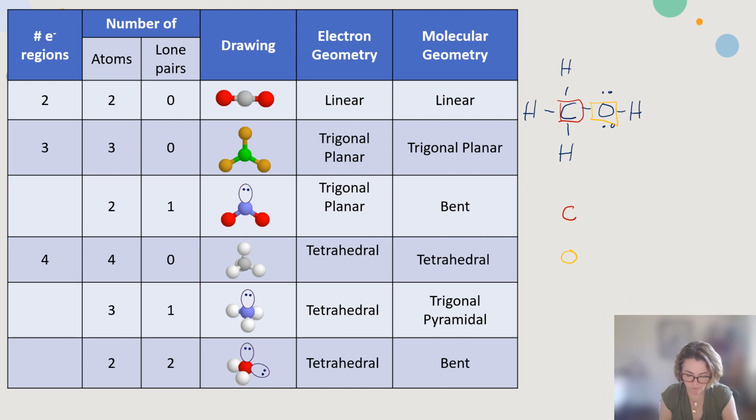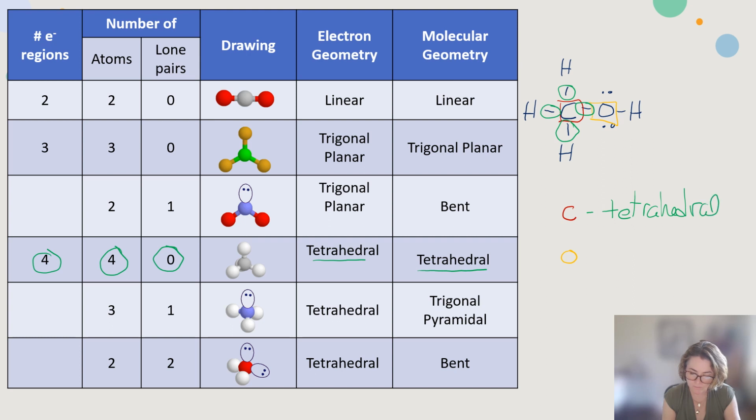So let's start with carbon first. So carbon has 1, 2, 3, 4. Carbon has 4 electron regions. It has 4 atoms and 0 lone pairs. And so for carbon, the electron geometry and the molecular geometry are both going to be tetrahedral.